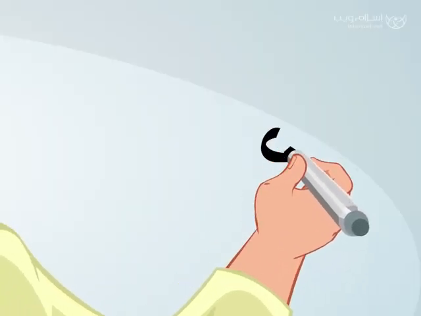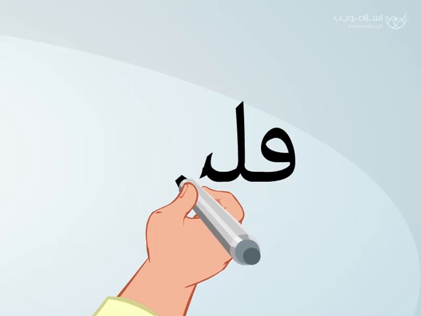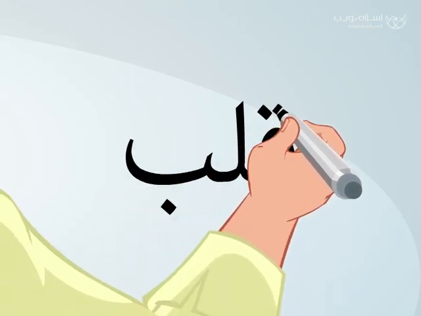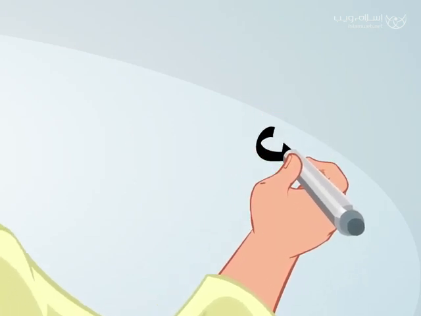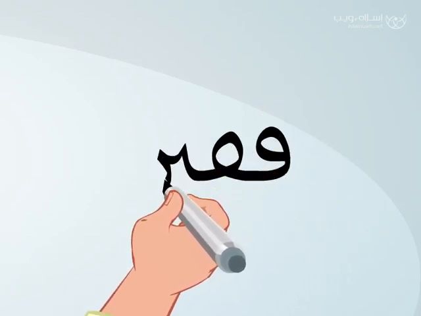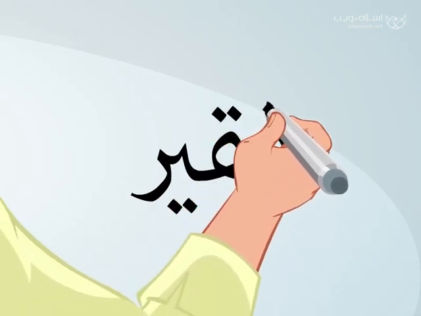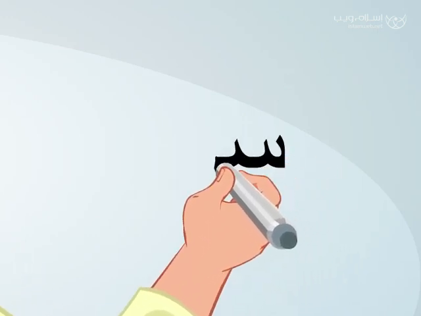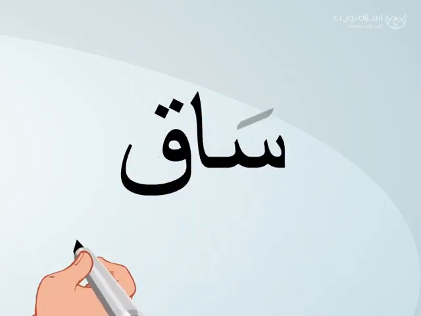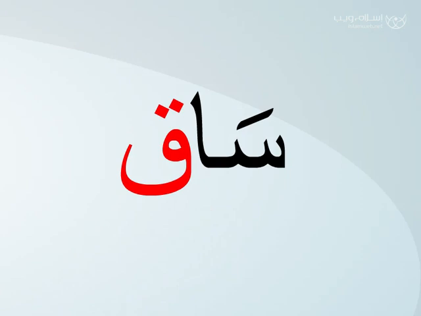This is how we write qaf at the beginning of the word, like this example. Qalb, which means heart. This is how we write qaf at the middle of the word, like this example. Faqir, which means poor. This is how we write qaf at the end of the word, like this example. Saq, which means leg.